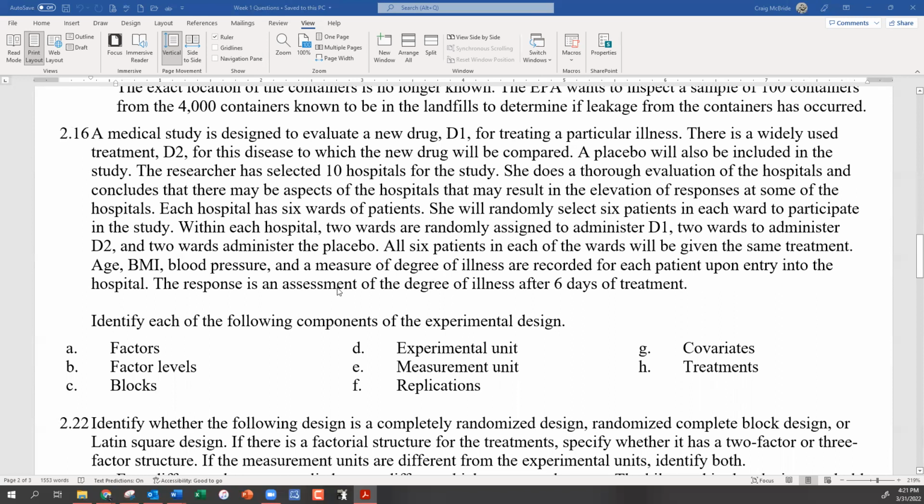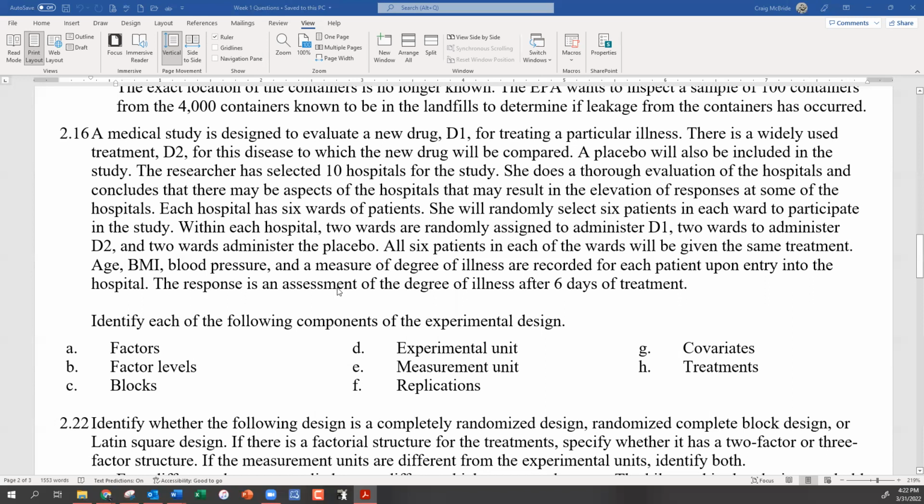Well, if we can just go over maybe like A and B. Okay. So you've got this idea where you want to evaluate this new drug that we're going to call D1, and it treats a particular illness. You can just think of it, okay, maybe it treats high blood pressure. There's this kind of widely used previous drug, D2, that already shows some sort of impact. It seems to help with high blood pressure. And you want to compare this new drug to it. So then you introduce a placebo, because you have to have your control group.